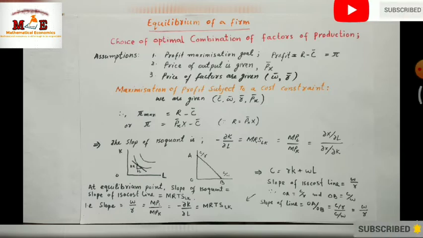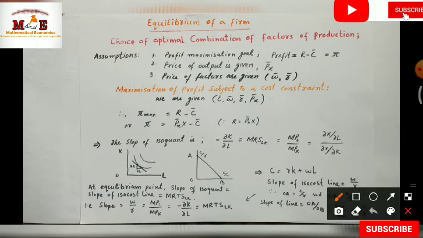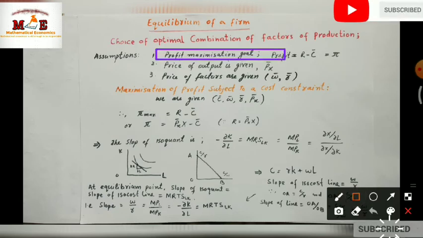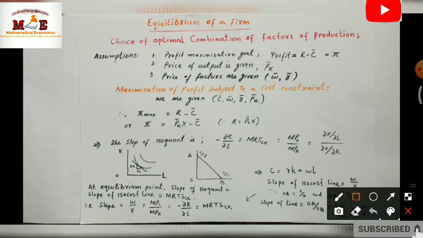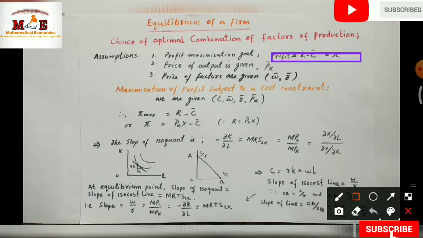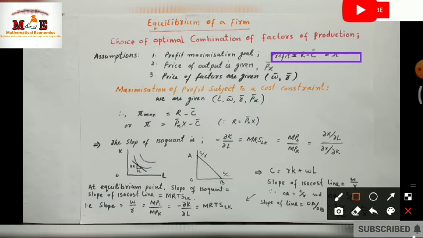Now the assumptions for all these two cases are: first assumption is profit maximization goal. We know that the profit is maximized by maximizing the difference between total revenue and total cost. Therefore, the profit equals R minus C, where R is total revenue and C is cost, where this pi represents profits.